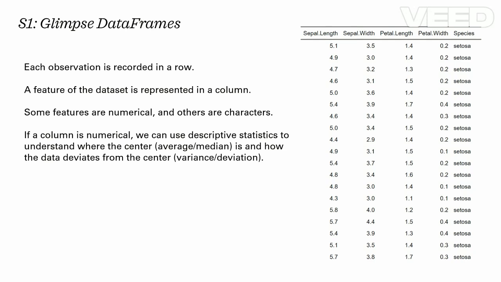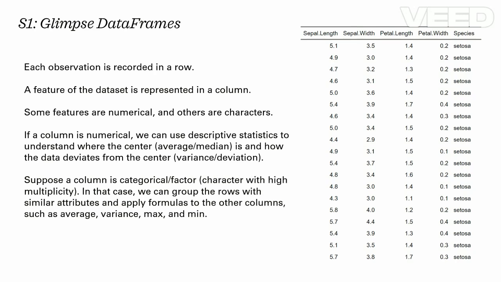If a column is numerical, we can apply descriptive statistics to better understand where the center is, which can be obtained by taking the average or the median. The average is we add up all the values and we divide by the number of values, and the median is we order it from least to greatest and take the middle. Or we could also observe how the data deviates from the center. The second order moment is the variance, and if we take the square root of the variance, we obtain the deviation. There are other measures of spread, including interquartile range and range, which is the max minus the min, but variance and deviation is very often used.